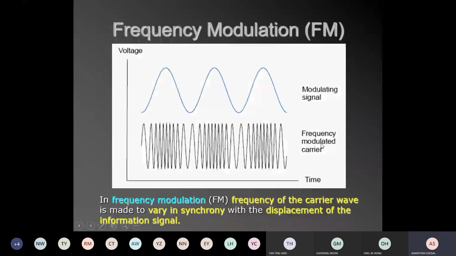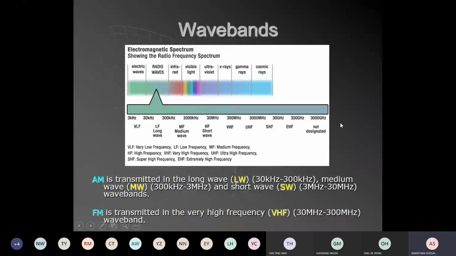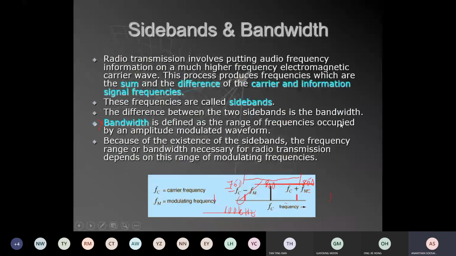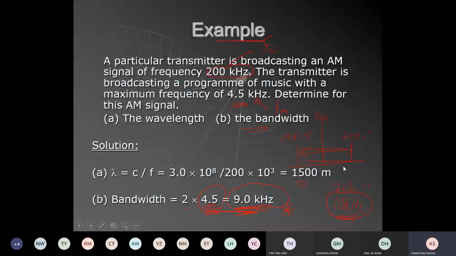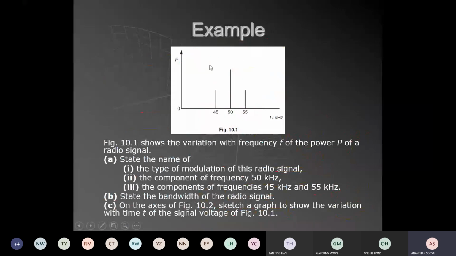And this is the question for FM and sidebands. AM has sidebands, and the graph is going to be like this. So this is your AM graph. If you see this pattern, it's an AM signal.